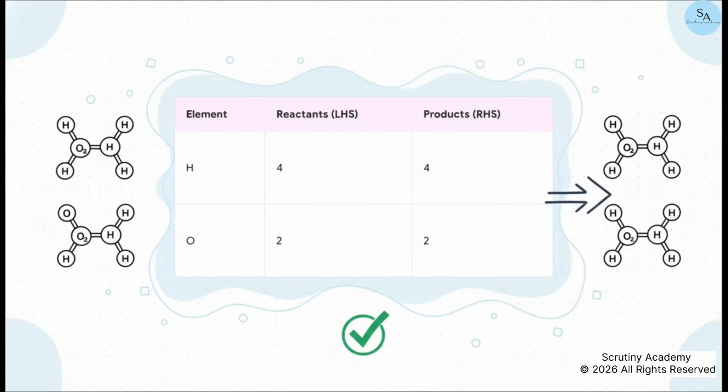4 hydrogens on the left, 4 on the right. 2 oxygens on the left, 2 on the right. It's perfectly balanced. You've just locked in some serious marks.